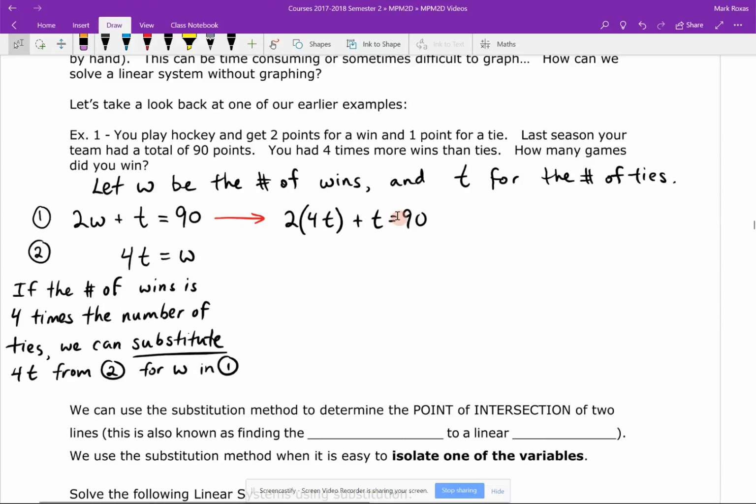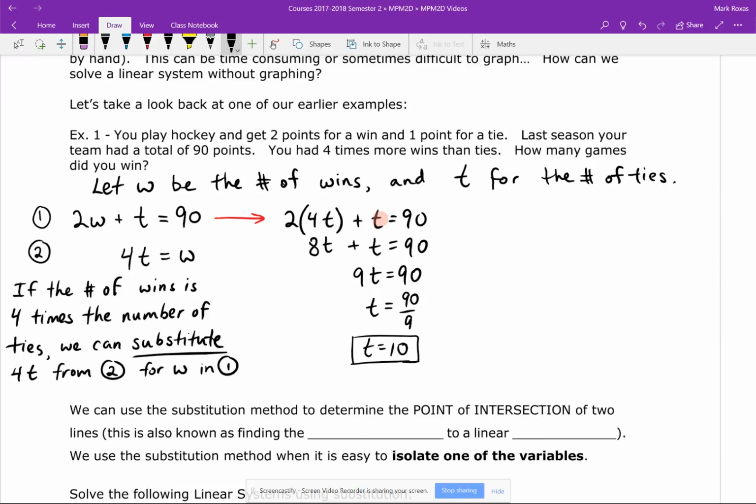So let's simplify this a little bit. 2 times 4t is 8t plus t equals 90. And then if I collect like terms, these are like terms, add their coefficients. So 8 plus the invisible 1 is 9. So 9t equals 90. And if I solve for t, divide both sides of the equation by 9. So 90 divided by 9, and so t is equal to 10. Okay, t is equal to 10. So the number of ties is equal to 10.